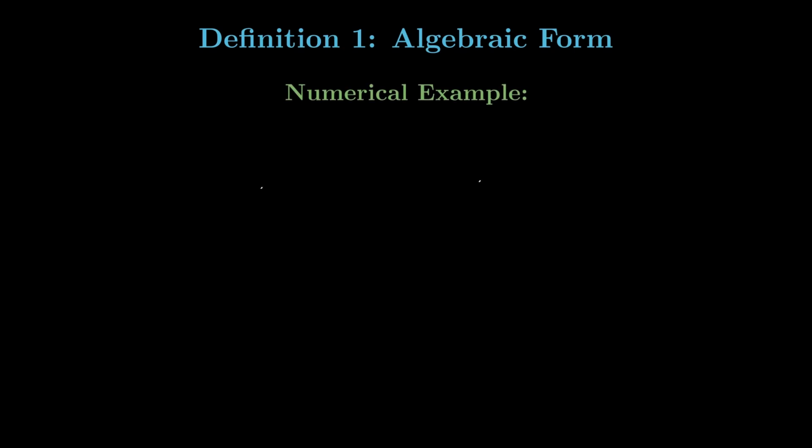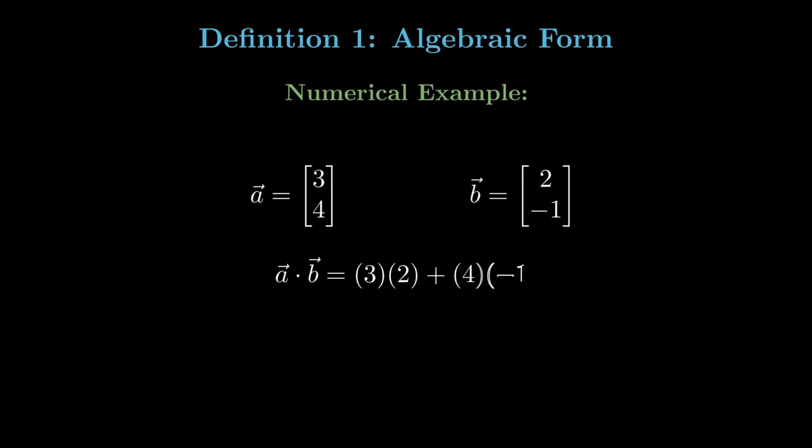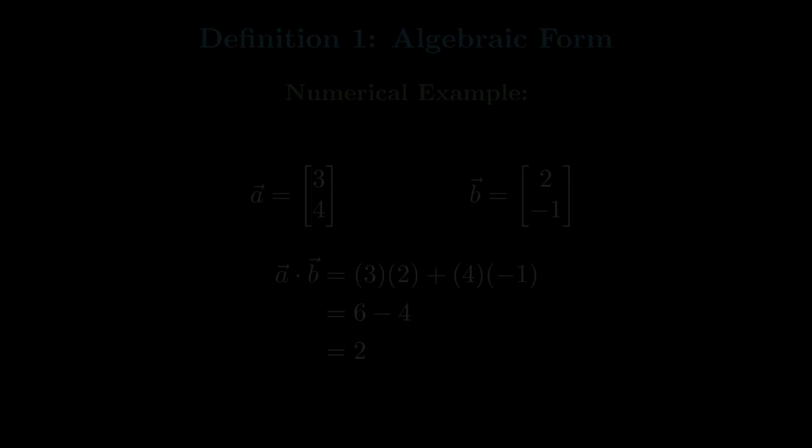Let's look at a real example. Take vector A with coordinates 3, 4, and vector B at 2, minus 1. Notice that we started with two vectors, but we finished with a single, regular number, a scalar. But what does it mean?